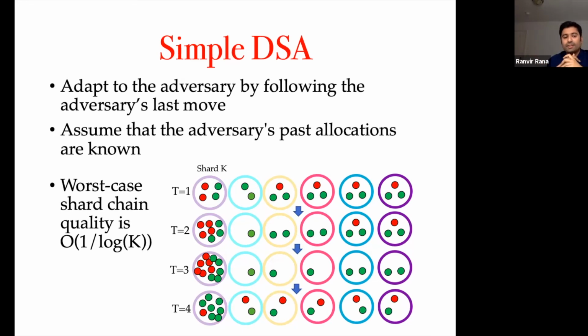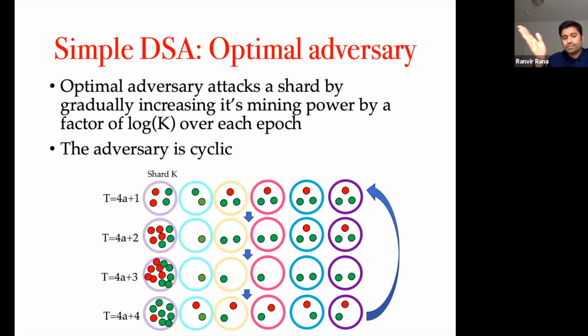And so this is kind of a myopic policy. And we show that this policy will have a worst-case shard chain quality of order 1/log k. So this is an improvement from order 1/k to order 1/log k. However, we show that there is an optimal adversary which can attack the system. The optimal adversary basically works by gradually increasing its mining power in a particular shard by a factor of log k in every epoch, and cyclically adapting its concentration in that shard.